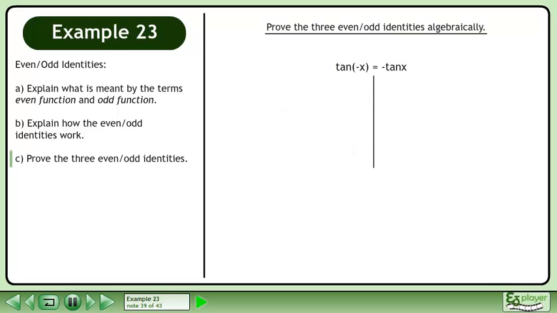Now we'll prove that tan of negative x equals negative tan x. Rewrite tan of negative x as sine of negative x over cos of negative x. Use the even and odd identities to get negative sine x over cos x. This becomes negative tan x. The left side equals the right side, completing the proof.